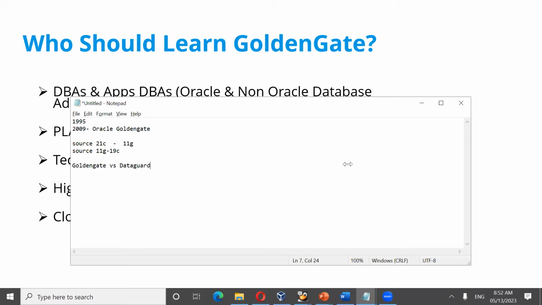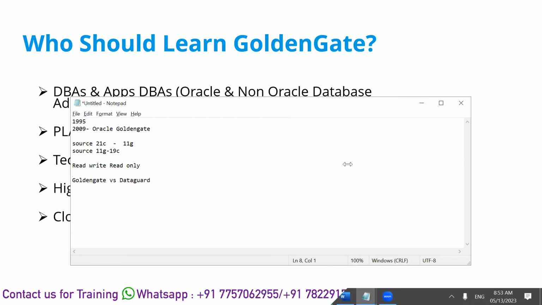I'll tell you what, GoldenGate versus Data Guard. GoldenGate, first of all, I'll talk about a few benefits. Like I told you about forward compatibility and backward compatibility, right? GoldenGate supports that, while Data Guard has limitations. Along with that, the GoldenGate database is in read-write mode. Data Guard now is read-only available. Okay. Second thing is, you also have the active Data Guard method, but active Data Guard is a licensed product. I'm talking about physical standby.